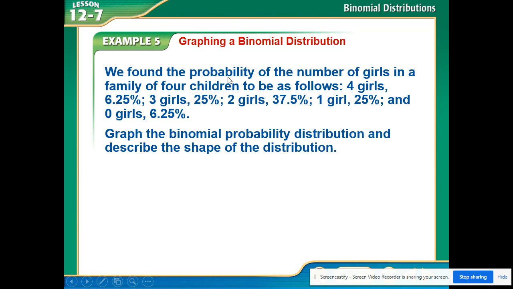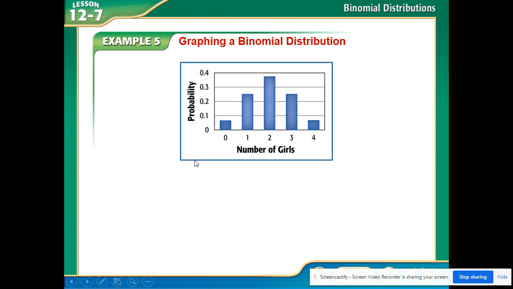We found a probability of the number of girls in a family of 4 to be as follows. 4 girls was 6%, 3 girls 25%, 2 girls 38%, 1 girl 25%, 0 girls 6% again. Describe the binomial probability distribution and the shape of the distribution. So graph it and then describe it. So we're going to go ahead and put the values on there, and we do the graph.